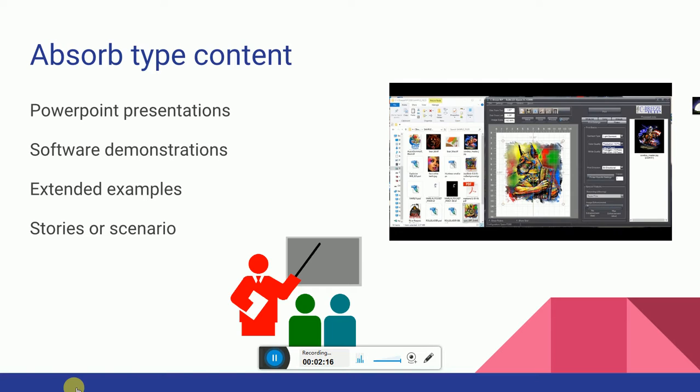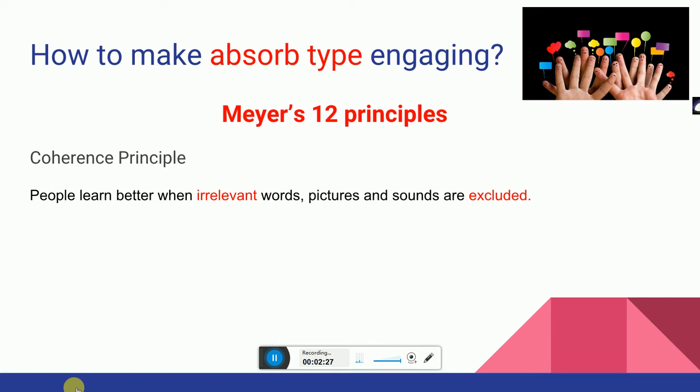So when we are delivering such content in an online environment, we want to pay attention to some of the key principles, how to make this as engaging as possible. Based on research, Mayer has come up with 12 principles in delivering such online content. So I'm going to introduce these 12 principles briefly.